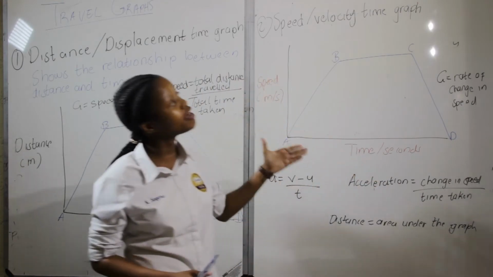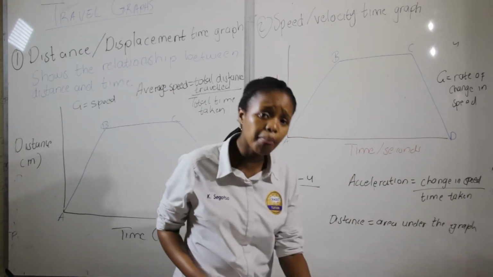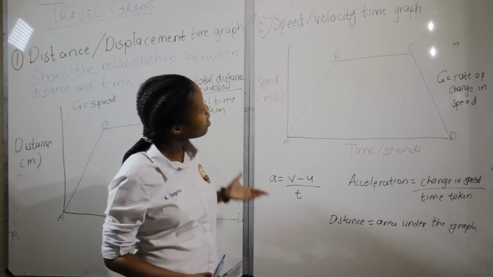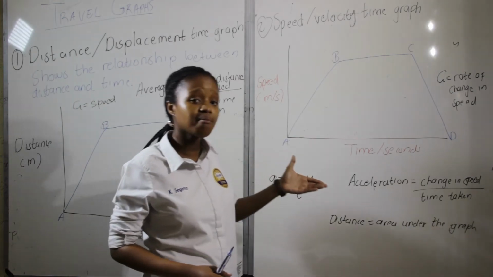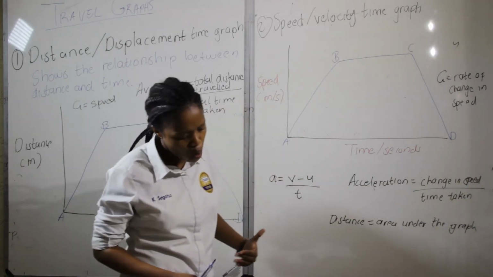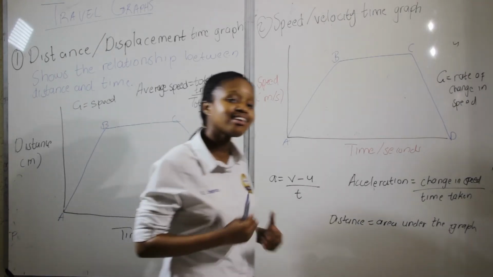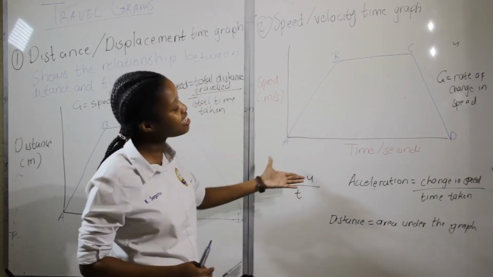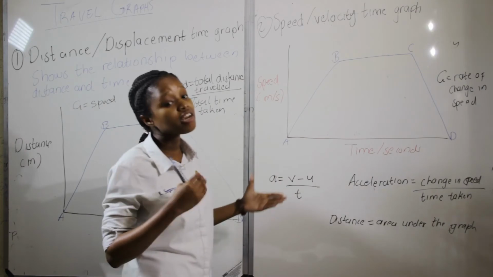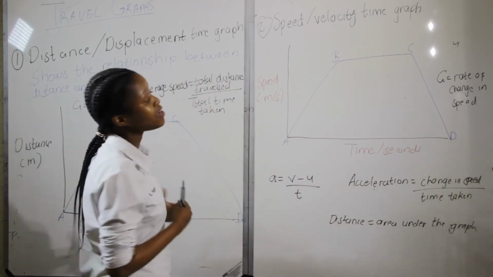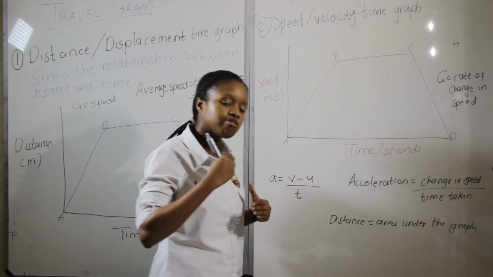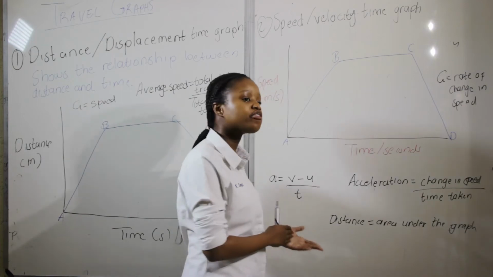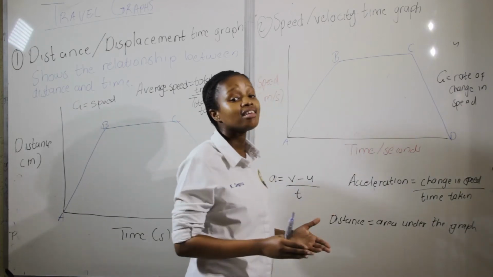Now let's get on to the speed or velocity time graph. What are we talking about when you talk about the speed or velocity time graph? This graph includes a new term called acceleration. What can we say acceleration is? Acceleration is a rate at which speed changes. So the gradient in this graph no longer represents the speed only, but it represents the rate at which the speed is increasing, whether the speed is constant, increasing, or decreasing.